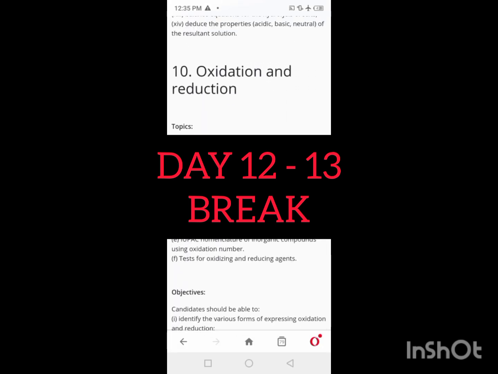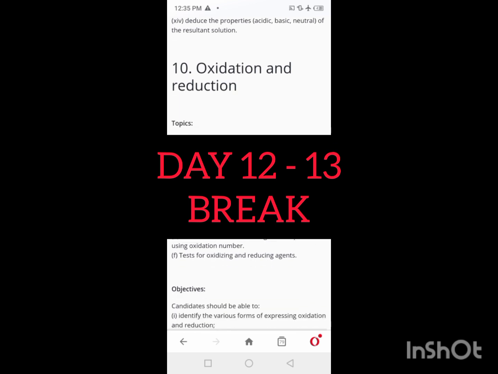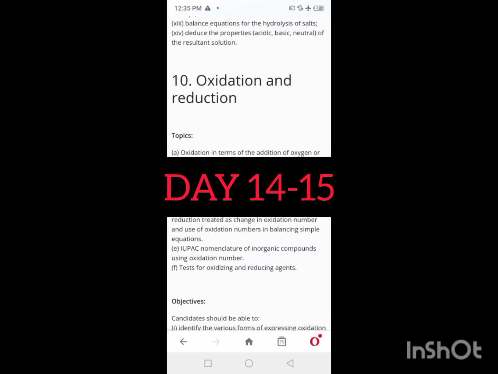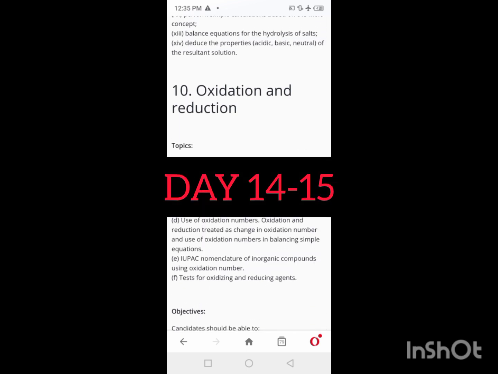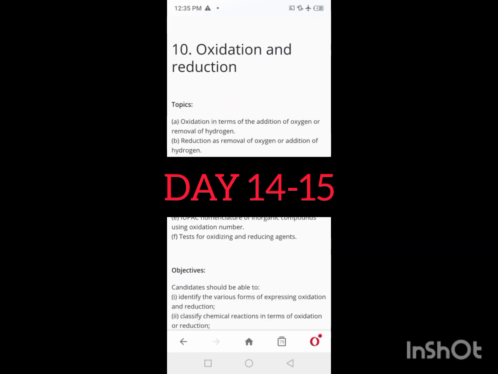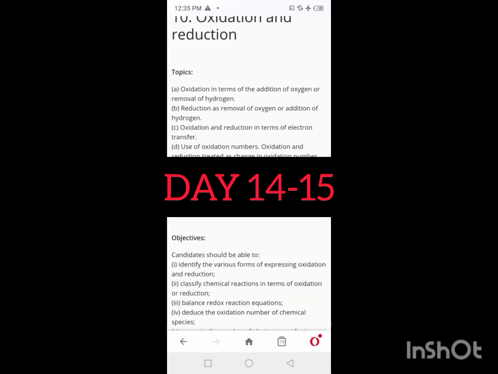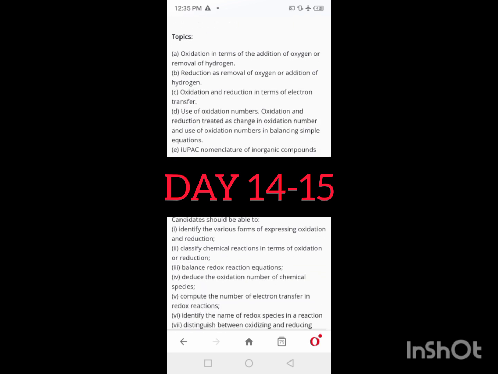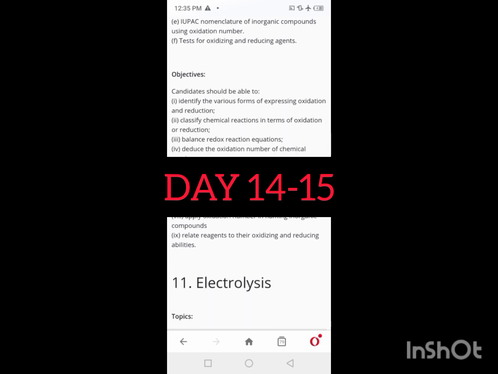Now we have oxidation and reduction after the break. That's on the 14th day. You're going to be doing this for 2 days. Okay, that will be 14th and 15th. So on the 14th and 15th day, you'll be doing oxidation and reduction. Don't mind the way it is looking small like this. There's a lot of things to study there. So on the 14th to 15th day, you'll be doing this one topic.